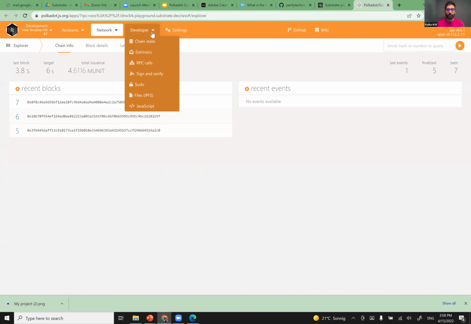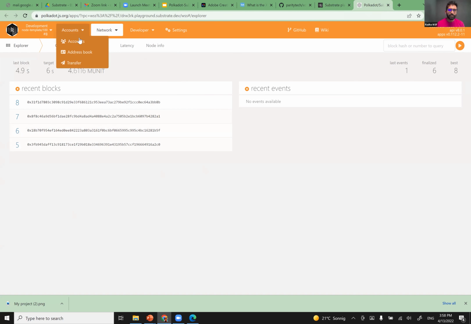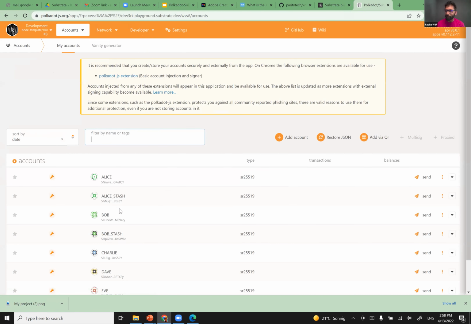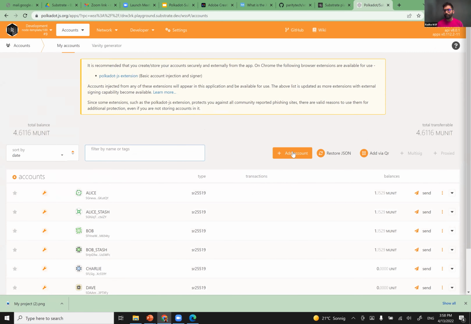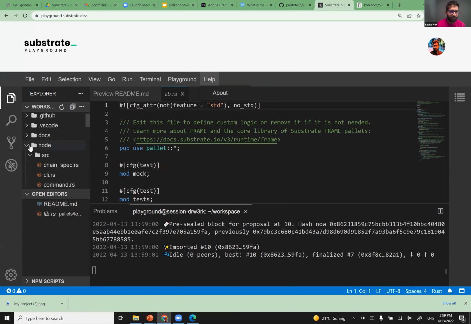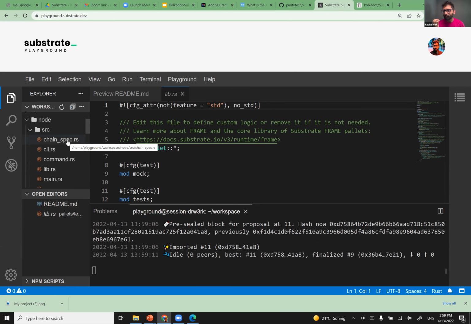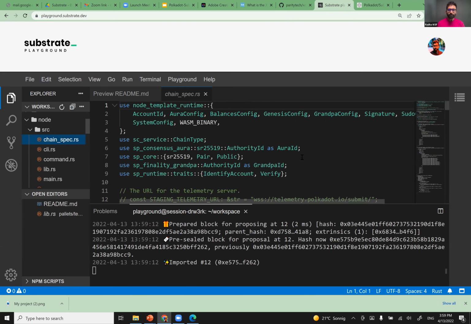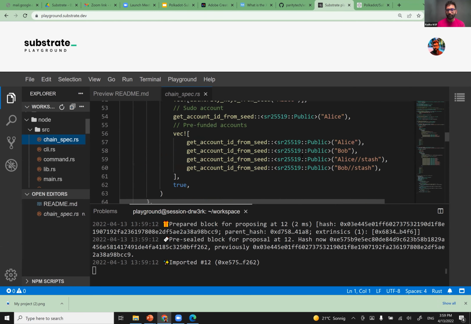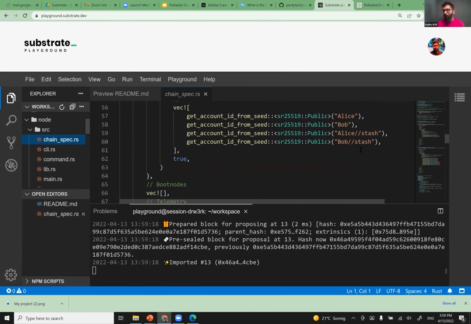In this particular blockchain, the bare minimum skeleton blockchain, you could see that there are a bunch of accounts already created. They are there from the genesis, the first block of the blockchain. If you're interested, you could take a look at them in the code. So let's see, the chain specification, that's the file that has all the accounts that you see, Alice, Bob, etc.